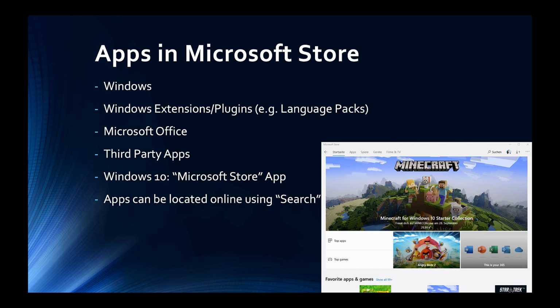For that, there is an app, of course. In Windows, it's called the Microsoft Store app. You basically need Windows 10 to get around with the Microsoft Store. It's actually for Windows applications, Windows extensions and plugins. Even language packs are delivered through the store now. So Microsoft basically takes the Windows part of the Microsoft Store to deliver all the applications and stuff that you need for Windows. And of course, it's for third-party apps. That's what we are going to do today.